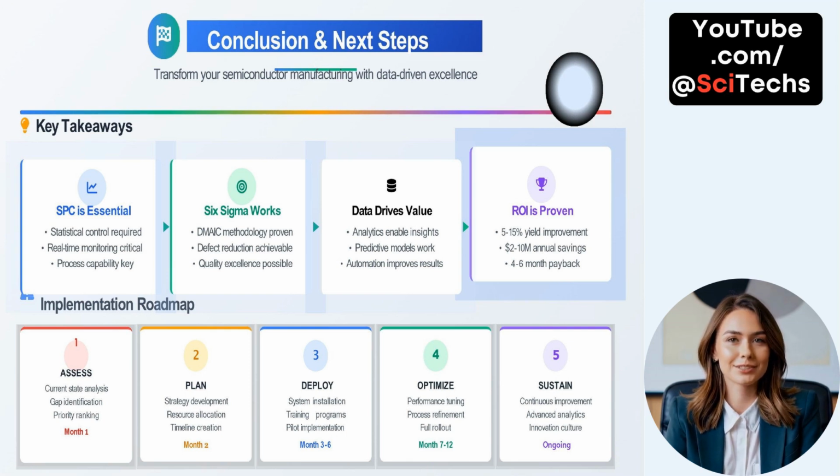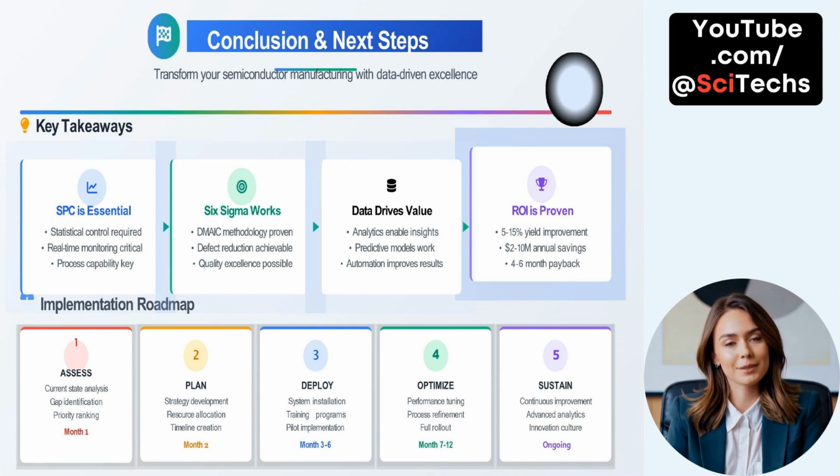Second, Six Sigma methods, particularly the DMAIC methodology, are proven to reduce defects and achieve quality excellence by driving continuous improvement. Third, data drives value. Analytics generate actionable insights, predictive models anticipate problems before they occur, and automation accelerates better outcomes.